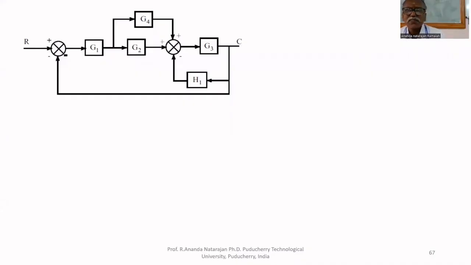Obtain the transfer function C of S upon R of S using the block diagram reduction technique. In this case, we have to look at the innermost part. The innermost part is this G1 and G2. But one takeoff point is there. That's why we cannot multiply these two. Either we have to move this to this side or this side.